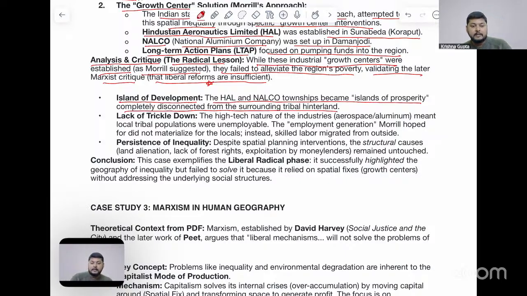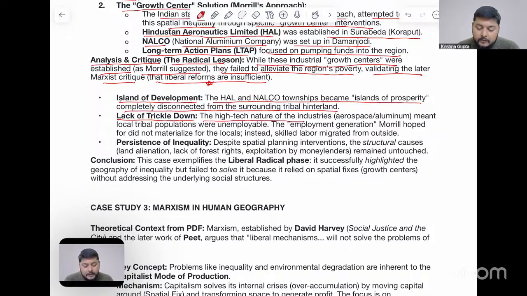Now, this is something which is quite unique in this region. Development started, but the tribal development did not occur, and there was a kind of boundary between this developed territory and the undeveloped territory. The lack of the trickle down effect. One of the important theories of economics, that is the trickle down effect, did not occur as it was believed.